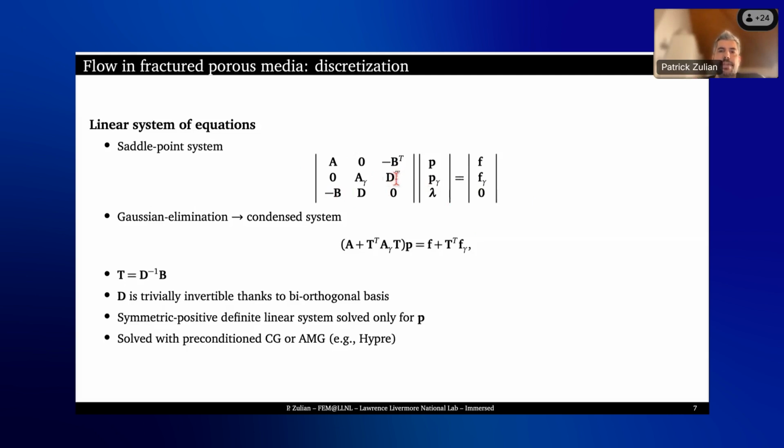If D is trivially invertible, then on paper we can already do an inversion of D and compute explicitly this transfer operator T, which then allows us to do some kind of static condensation of the linear system. So we can eliminate two of the variables and solve only for one of the variables. And the nice thing about this, particularly for this problem, is that we go from a saddle point problem to something that is symmetric positive definite. It can be solved with standard algorithms such as CG or multigrid.